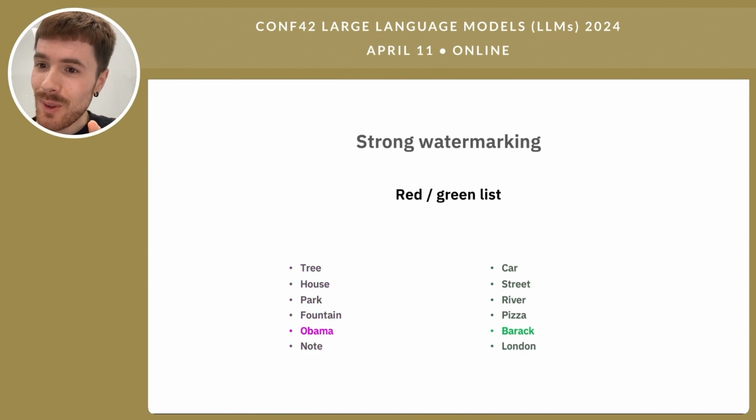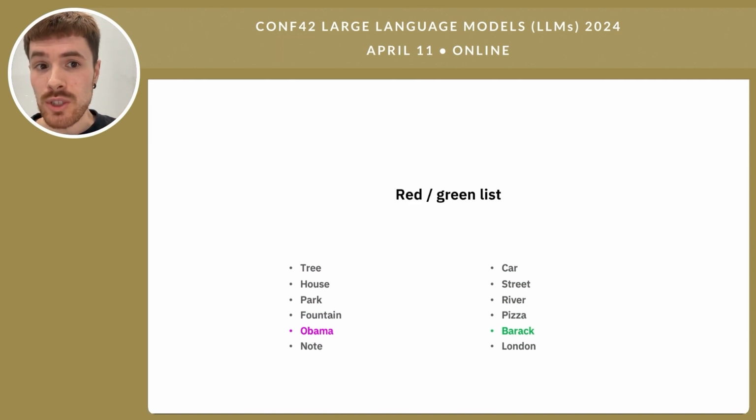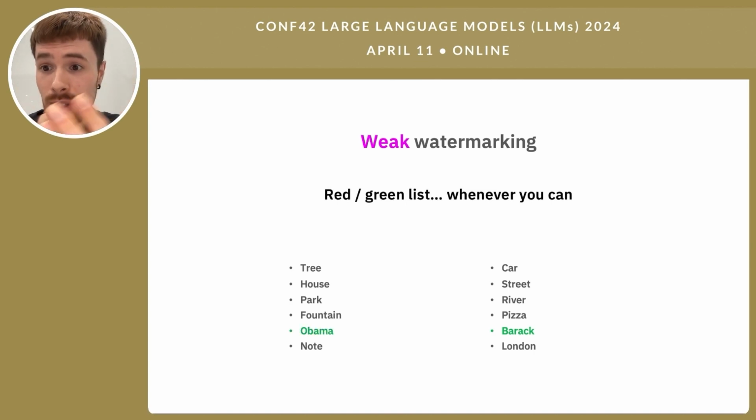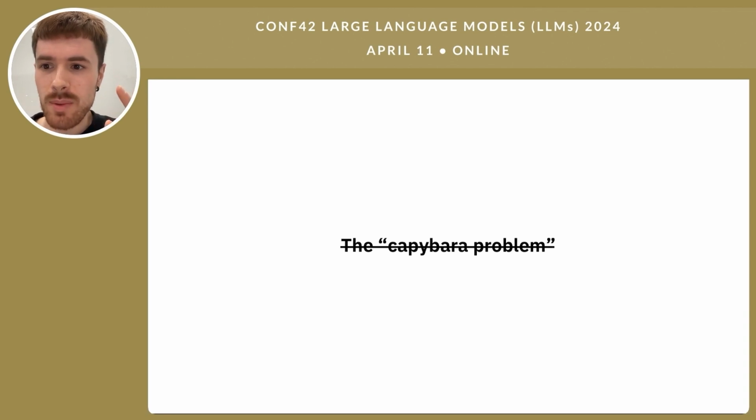That works great until we get to words that go together. For example, Barack Obama, that has to go together, right? So to solve this problem we do what's called weak watermarking, in contrast to strong watermarking. Basically the idea here is that if you have two words that are 99% likely to go together, then you don't apply this red and green list. If you have a set of possibilities that look likely, then you do apply the watermark. That's a great technique, and it's especially great because it gets rid of the capybara problem.